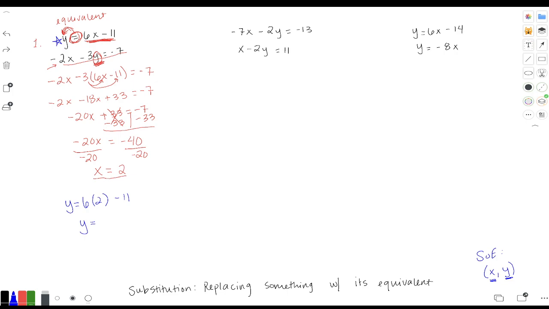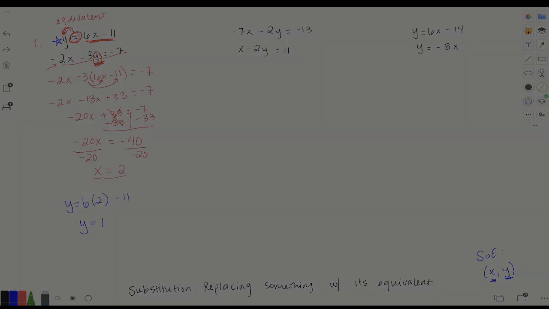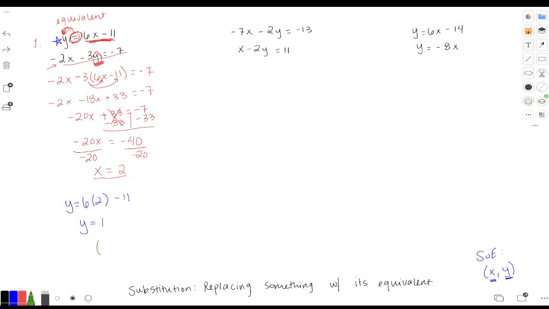Okay, so 6 times 2 is 12. 12 minus 11 is 1. So that means that our shared x and y value for this system of equations is (2, 1). So our x value is 2 and our y value is 1.